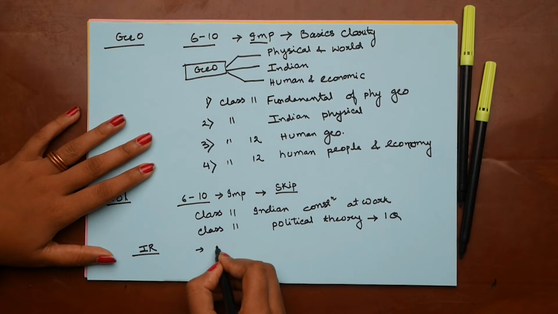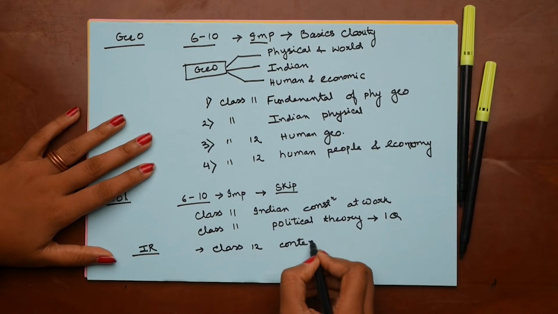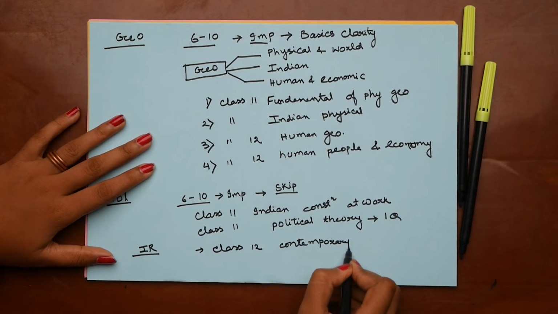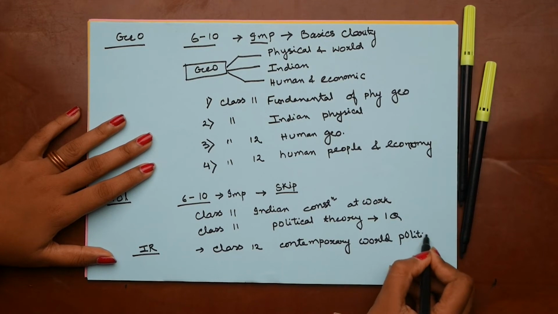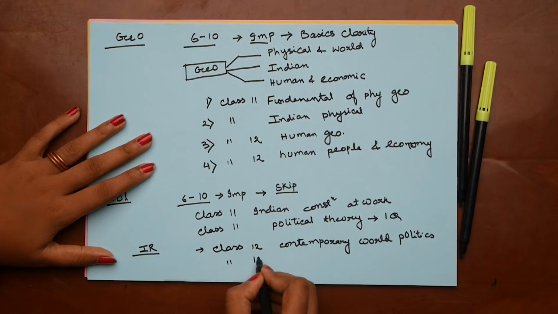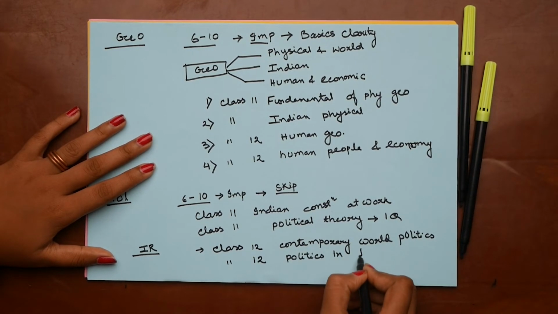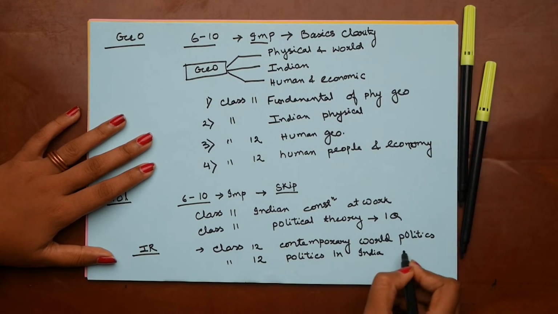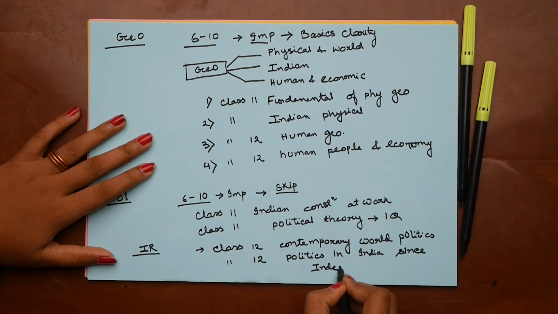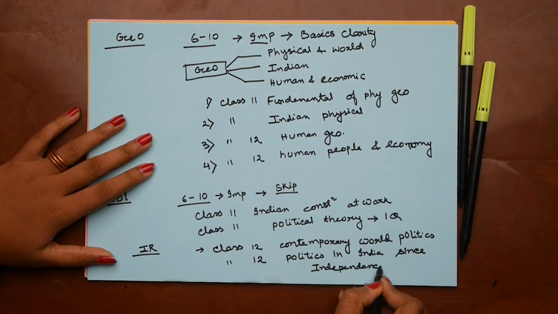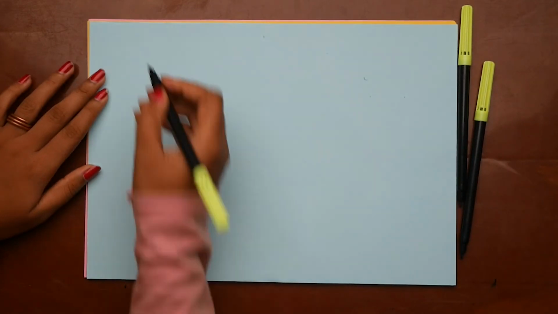Come back to the IR section. For IR, International Relations, class 12, Contemporary World Politics, and class 12, Politics in India since Independence. These two books are important. Okay, let's now move to the economy section.